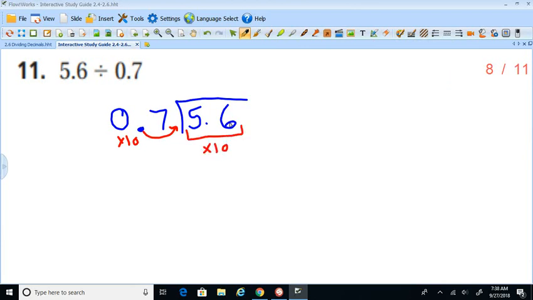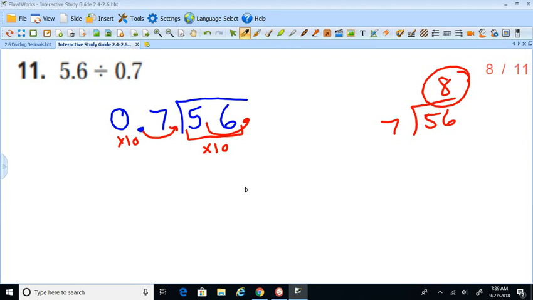So now I'm going to rewrite my problem, which is simply 56 divided by 7. And you're allowed to do that in division, as we talked about. As long as you do the same thing to both your dividend and your divisor, you're not changing the quotient at all. And now it actually turns out to be a really simple problem. It's just 56 divided by 7, which is a basic fact of 8. So our quotient, the answer, is simply 8.